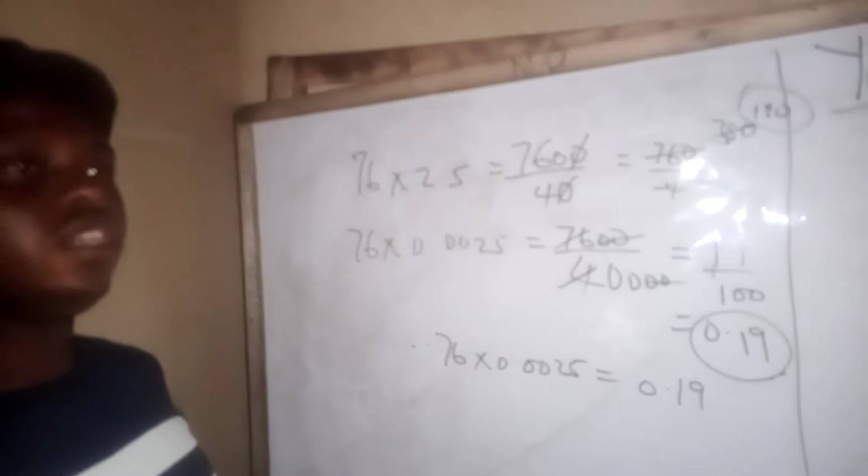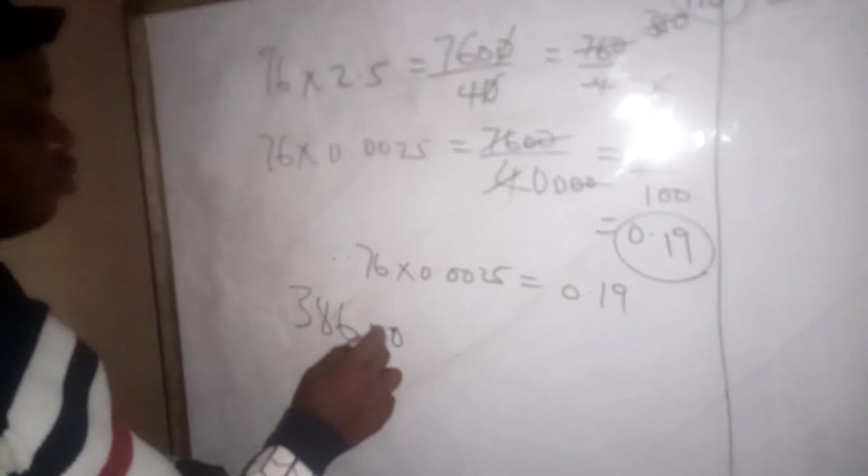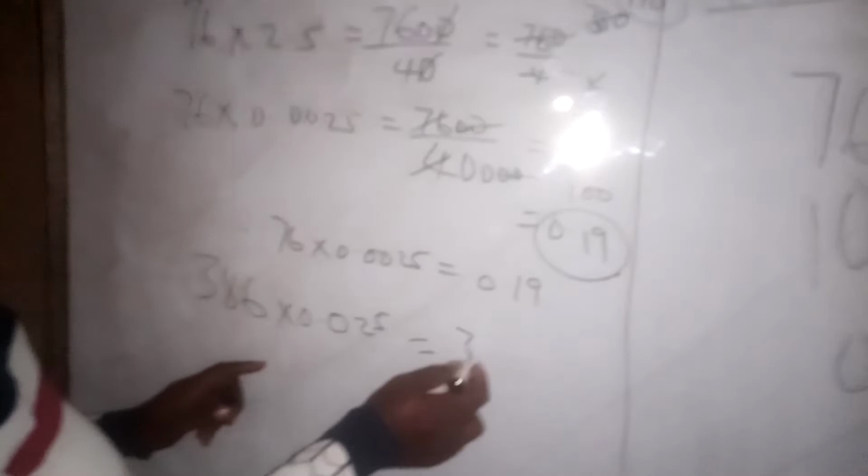You don't need a calculator. I'm here to make the calculator irrelevant and to make a question very fast and efficient for you. Okay, look at this now. 38.6 times 0.025. Normally, multiply this by 100, that is 38600. Then you put 4 here.